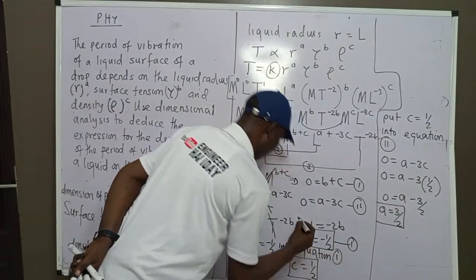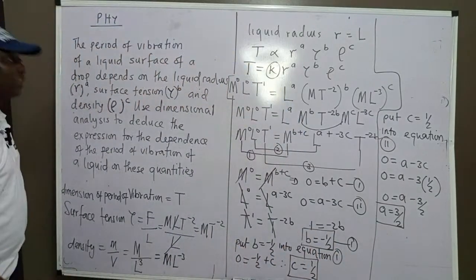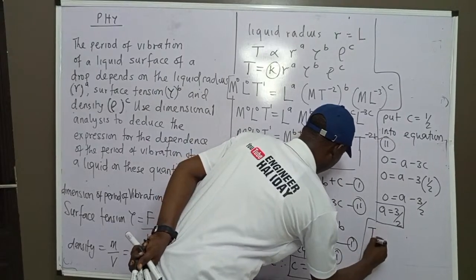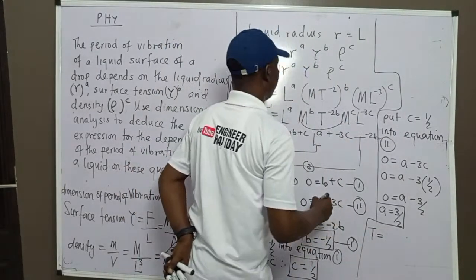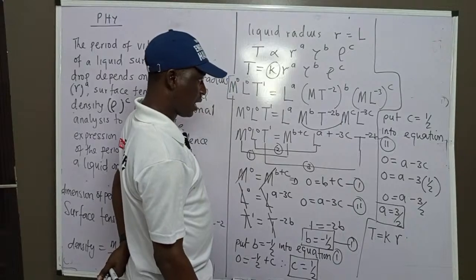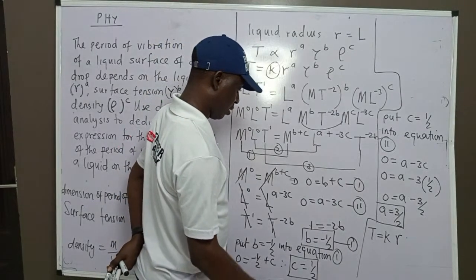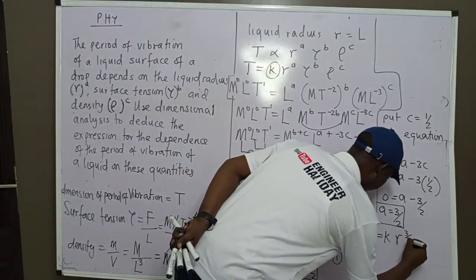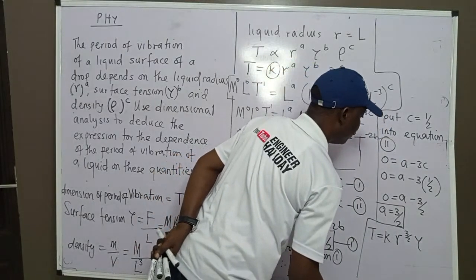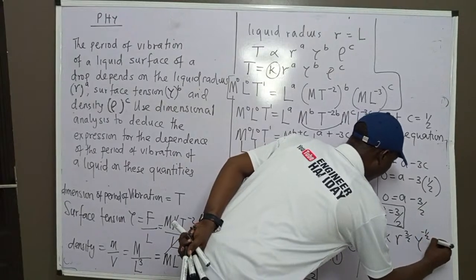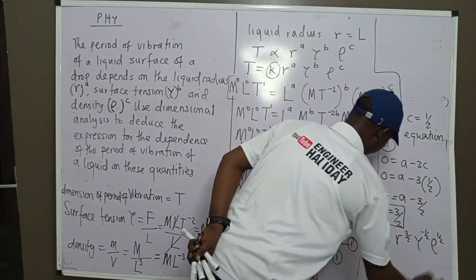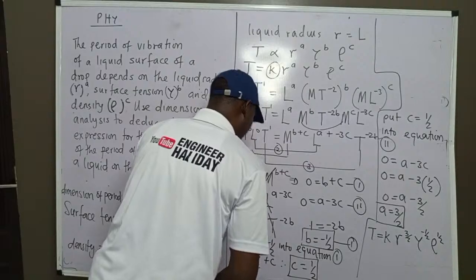So we have gotten our A, we have gotten our C, and we have also gotten our B. So now, let us put it back in the equation. What is the equation now? T is equal to K, that means K times r to the power of our A, which is 3 over 2. Our B, gamma, is minus 1 over 2. Then the power of density, C, is 1 over 2. If you break it down, we are done with the answer.